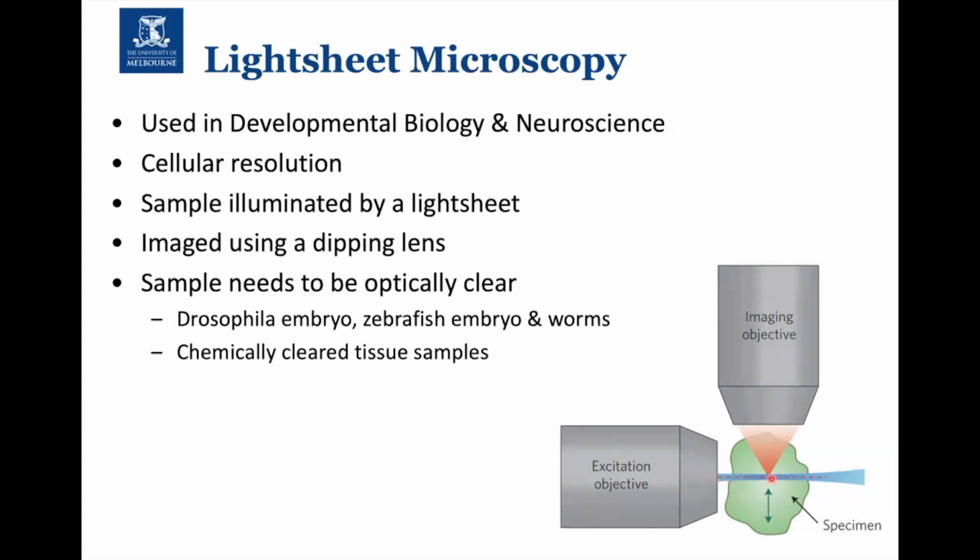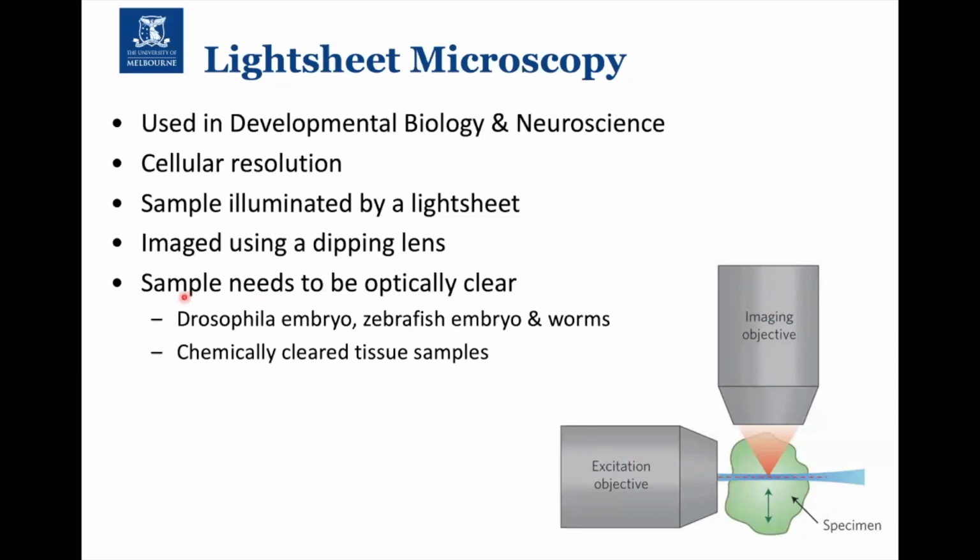So the dotted red line here is our focus, and you can see we're only illuminating the sample where we're actually imaging. This means it's very, very good in terms of photo bleaching or damage to our samples based on the excitation line. We can then move the specimen through this, and that will allow us to build up a 3D volume of the sample. Very often these are imaged using dipping lenses or through specially designed cuvettes, so that the lenses don't necessarily come into contact with the samples.